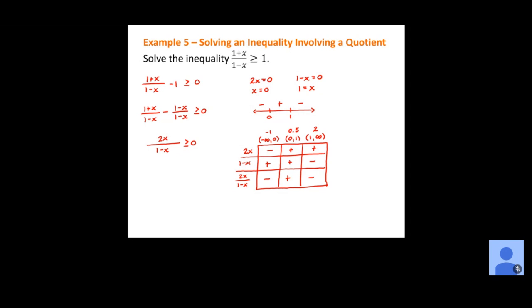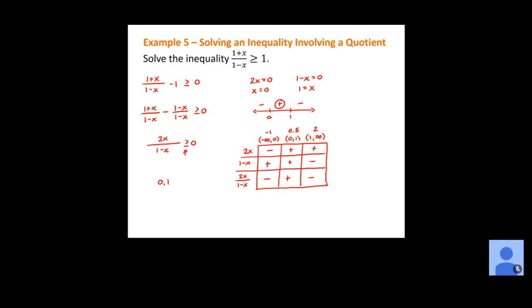Now again, we go back to our inequality and we determine, are we looking at positives or negatives? This time, we want this to be greater than or equal to 0, meaning we want positive values. So that means we're only looking at this interval right here. So I know for sure that my interval is going to go from 0 to 1.